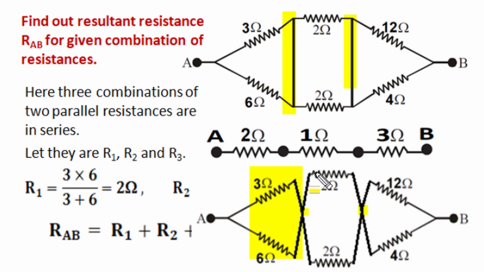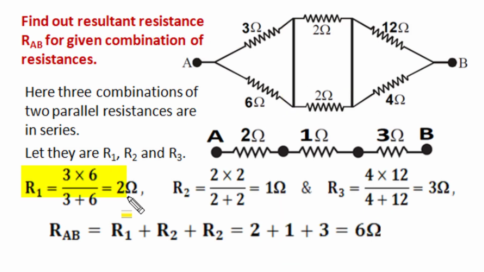Similarly, 2 ohm and 2 ohm become parallel to each other, and 12 ohm and 4 ohm become parallel to each other. So there are three parallel combinations of two resistances each, which results in equivalent resistance as product by sum. 3 and 6 equivalent resistance become 2 ohm, and when two resistors are of identical magnitude, their equivalent obtained by product by sum becomes half. So half of 2 ohm is 1 ohm. And similarly 12 ohm and 4 ohm in parallel become equivalent resistance product by sum as 3 ohm.